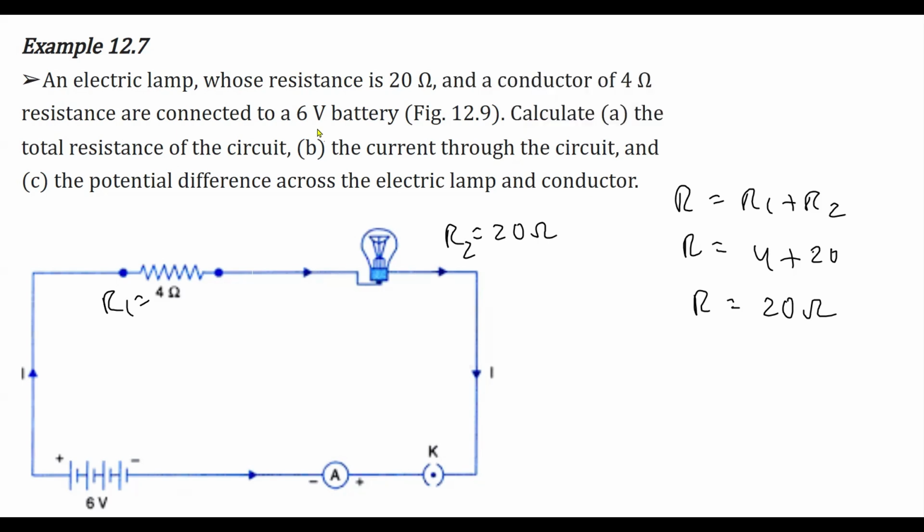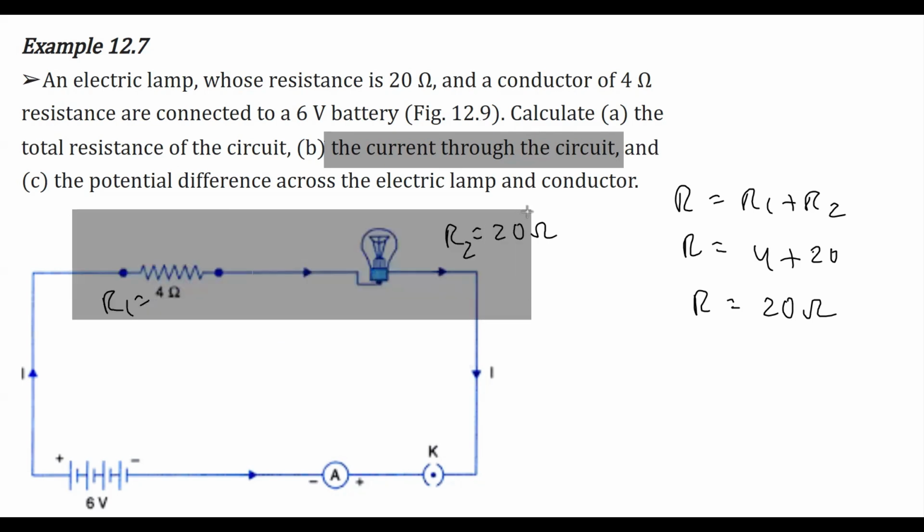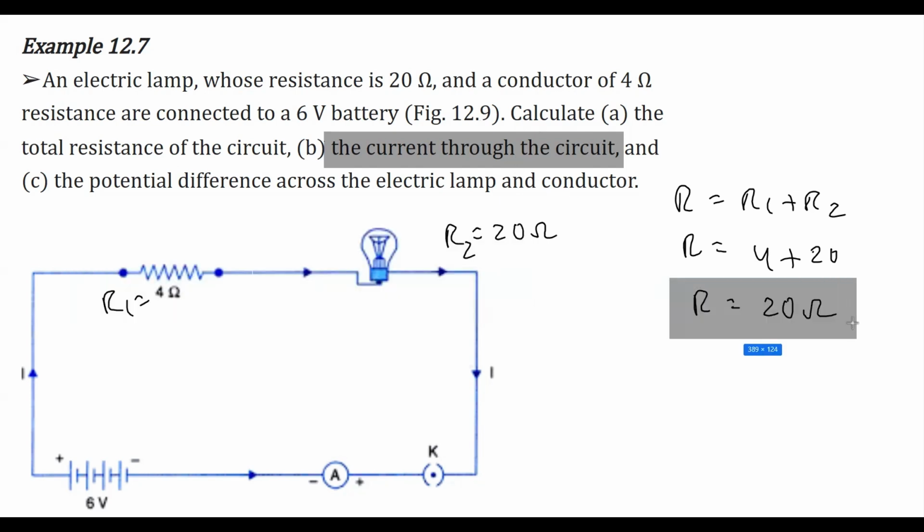Now the second part, it says the current through the circuit, right? So current through the circuit. Now look into this. The total current in this circuit is what we have to find out. So for that, we need the total resistance and the total potential difference. Now we will be using Ohm's law, which is what? V is equal to IR, right? So therefore, I is equal to what? V over R.